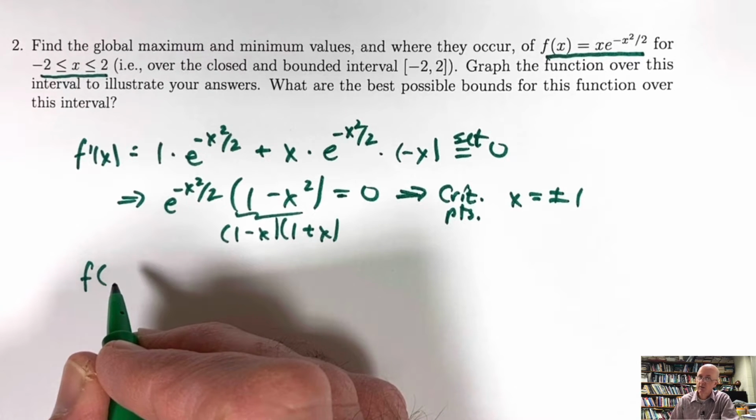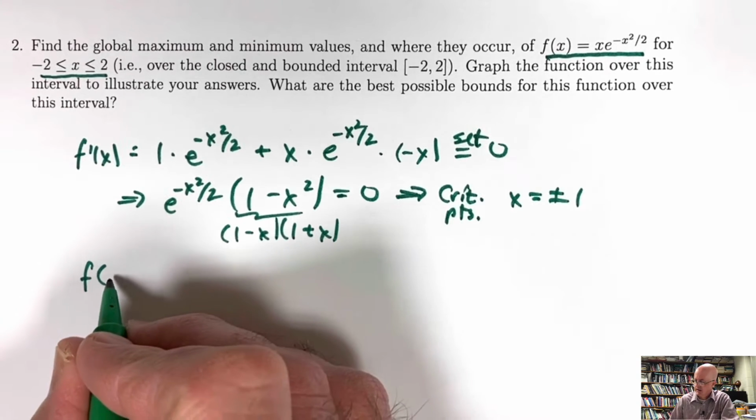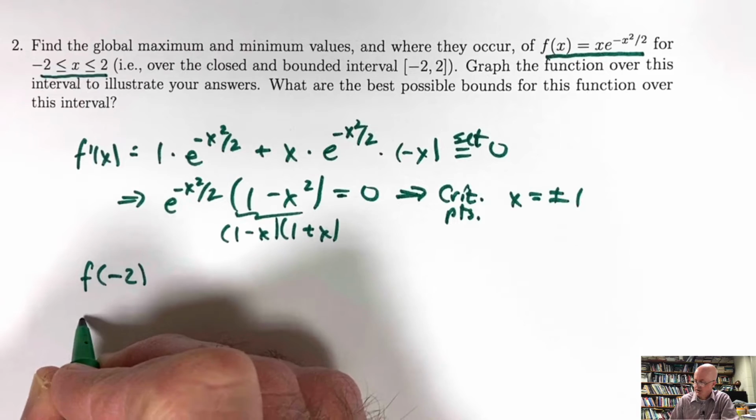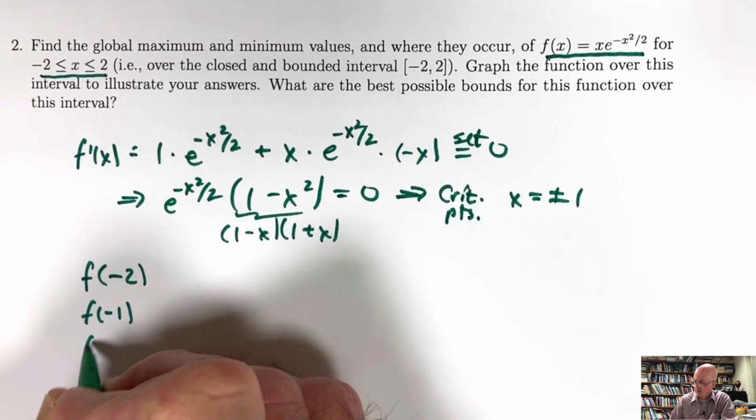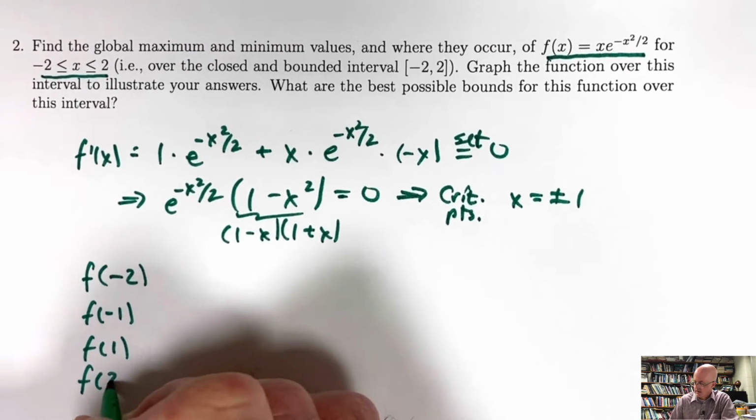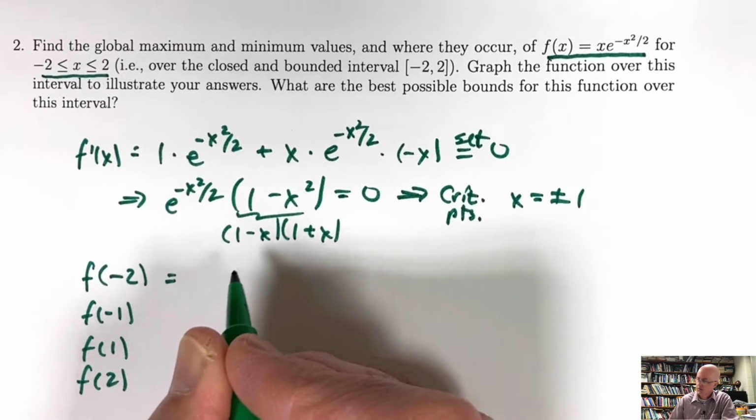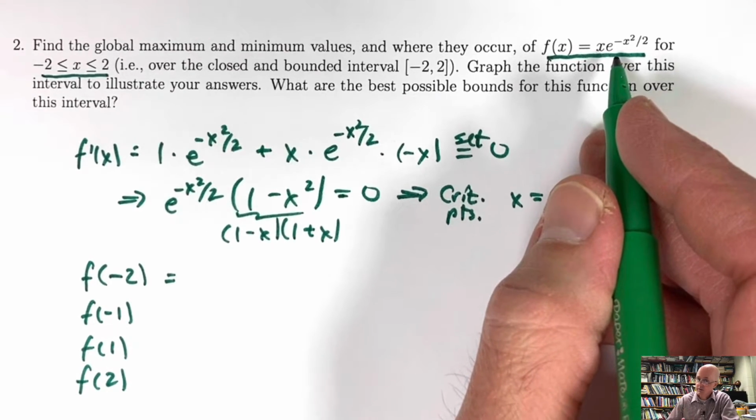Those are for local extrema. It's not that we couldn't, but if you're just after global extrema, you can just check the value of the function at the endpoints and at the critical points. f of negative 2, replace x with negative 2 in the original function, not the derivative, not the second derivative.